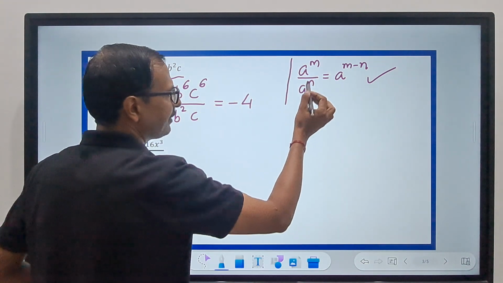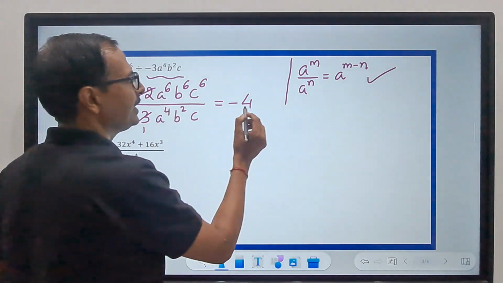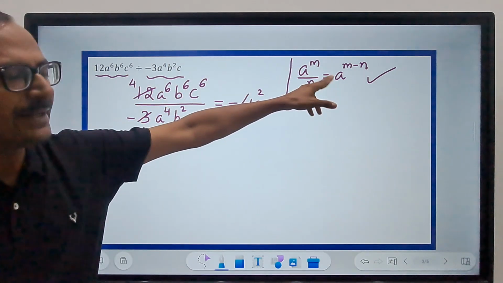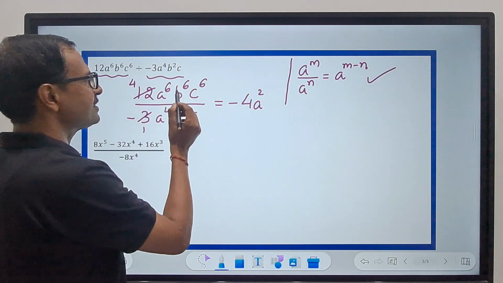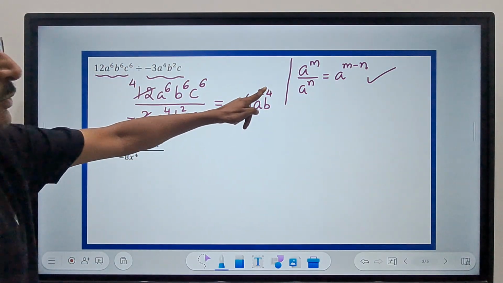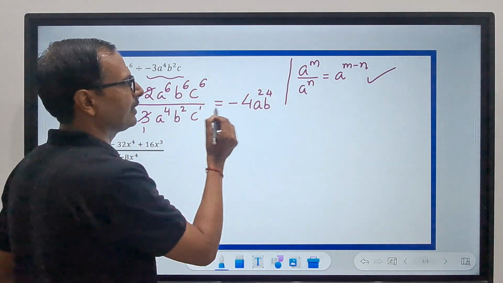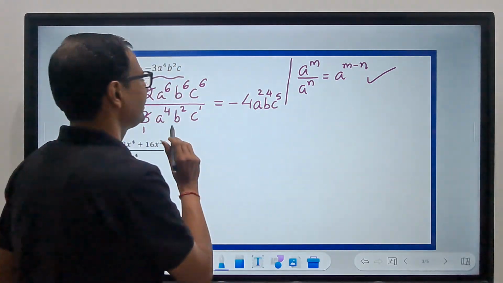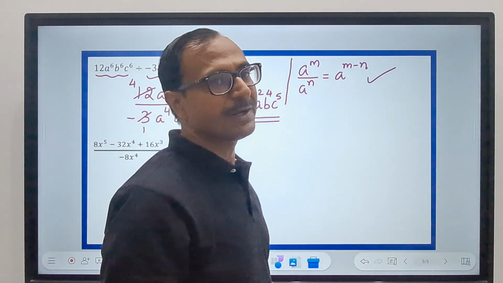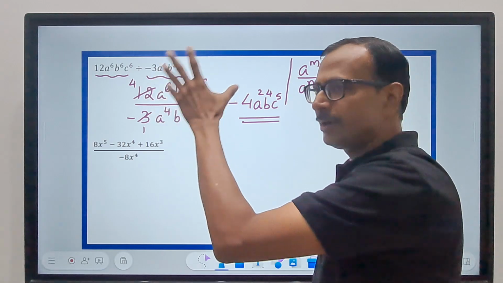Remember the law. A power m upon a power n is a power m minus n. A power 6 over a power 4 is a power 2. Why? Because 6 minus 4 is 2. I applied this law. Likewise, b power 6 over b power 2 is b power 4. Why? Because 6 minus 2 is 4. C power 6 upon C power 1, nothing means 1, is C power 5, right? And nothing is left out in the denominator now, so this is the answer for the division problem. One law of exponent, the quotient law, and job done.